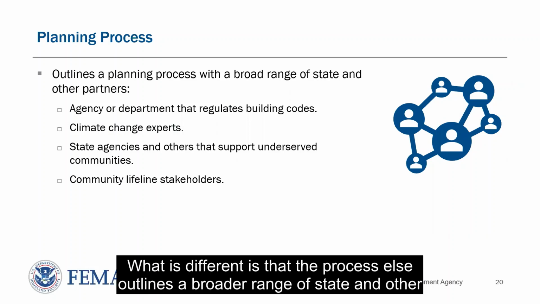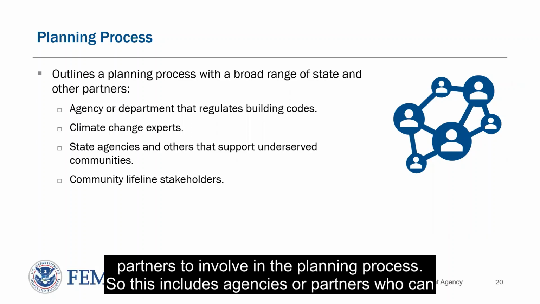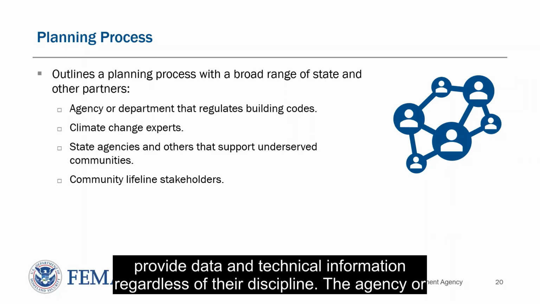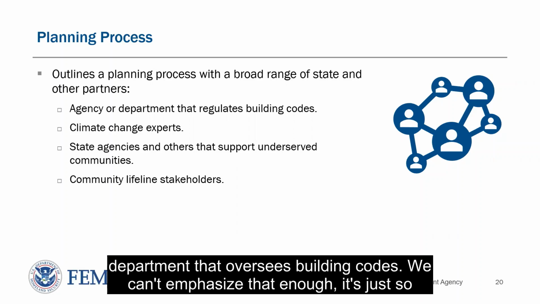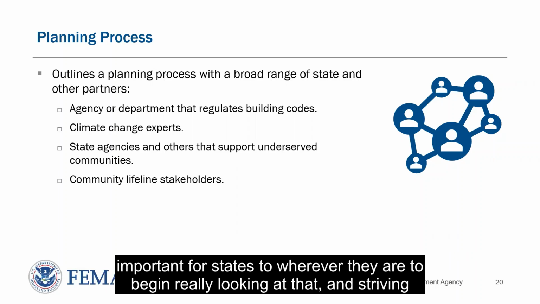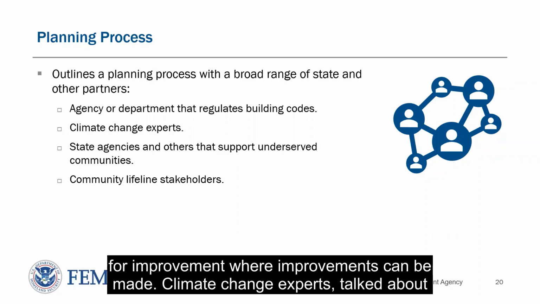What is different is that the process outlines a broader range of state and other partners to involve in the planning process. So this includes agencies or partners who can provide data and technical information regardless of their discipline. The agency or department that oversees building codes, we can't emphasize that enough. It's just so important for states to, wherever they are, to begin really looking at that and striving for improvement where improvements can be made.